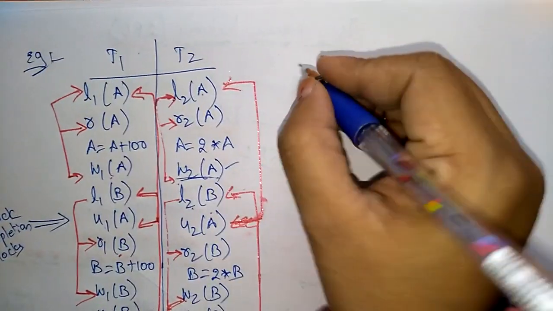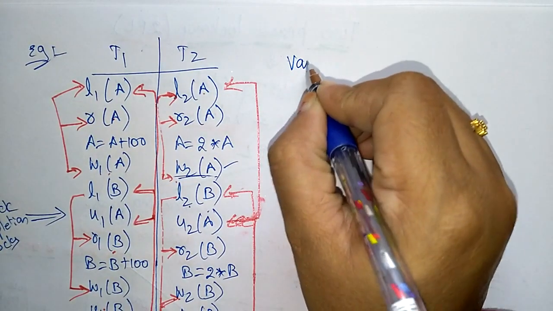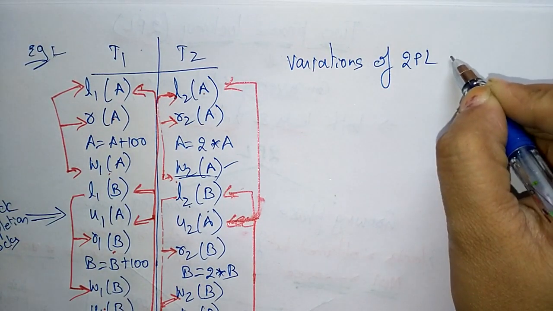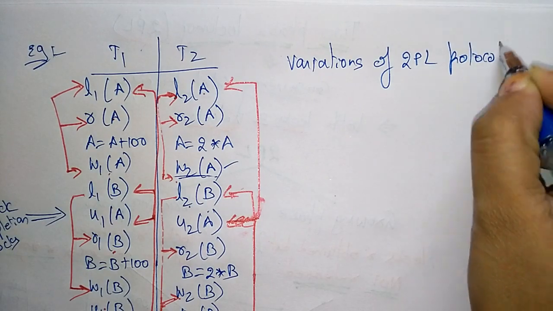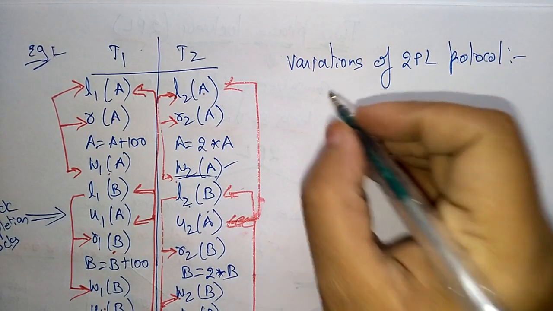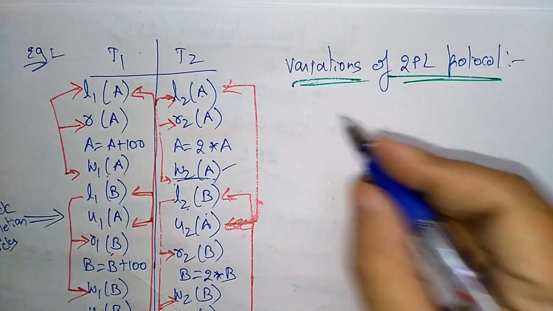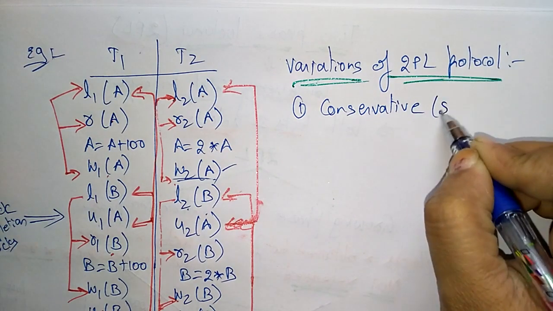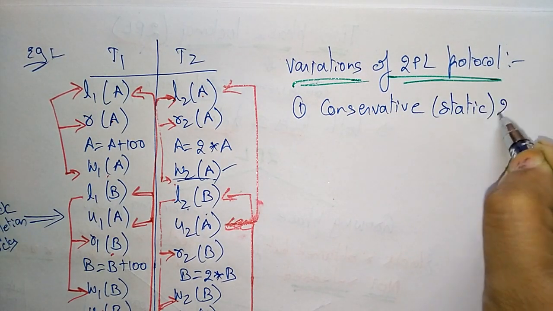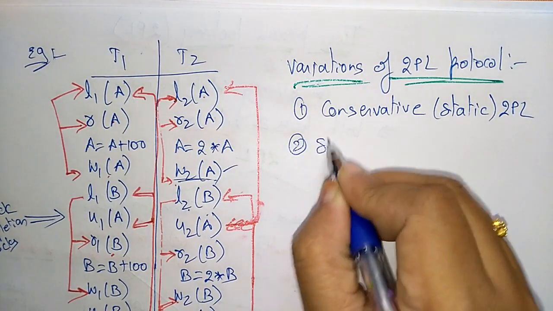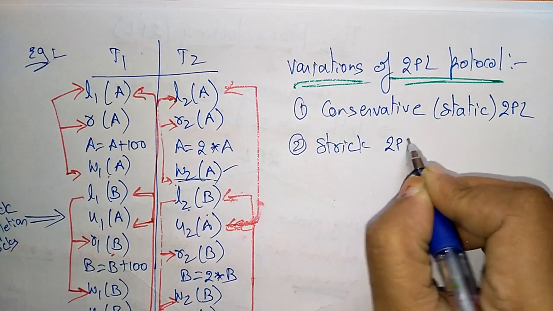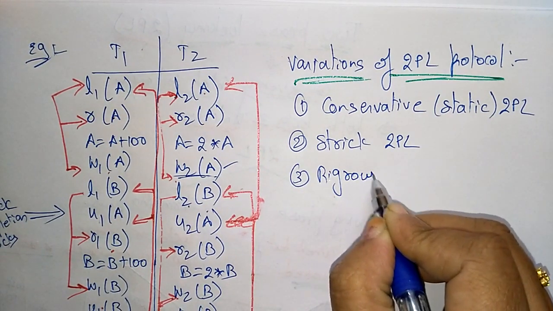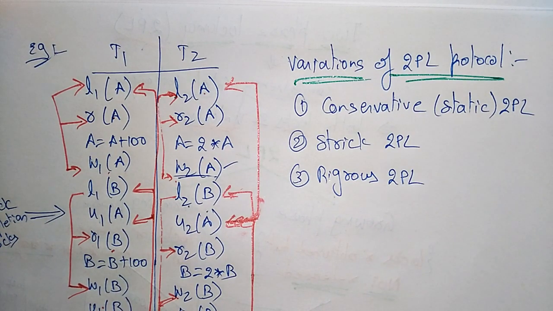Now the variations in the two-phase locking protocol. I am just giving a brief idea about this. The variations are: first, conservative, which you call static two-phase locking, then strict two-phase locking, and rigorous two-phase locking. So these are the variations in the two-phase locking protocol.